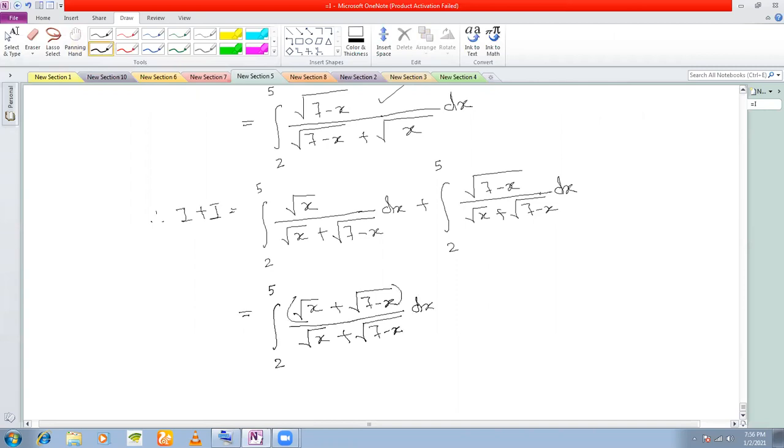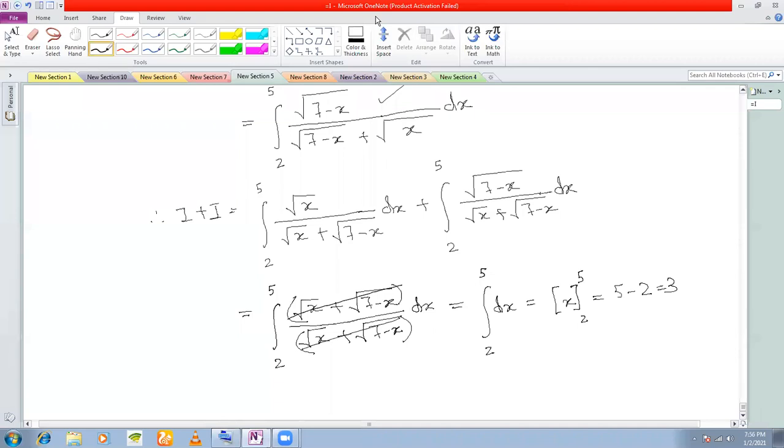So now what happens? The numerator and denominator are going to cancel. You simply get integral 2 to 5 dx, which is x between the limits 2 to 5, which is simply 5 minus 2, which is 3. Clear with this?